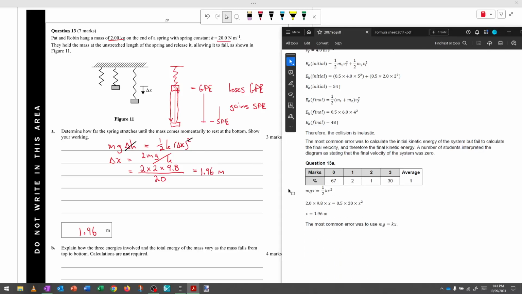Okay, yep, they basically did exactly the same thing. Instead of using delta H, they just used X, but essentially they've done the same thing. It says a common error was to use mg equals kx. You only use this when you gently lower the mass so that it reaches a final stationary point and then doesn't move after that anymore. That's the only time you would use this formula.